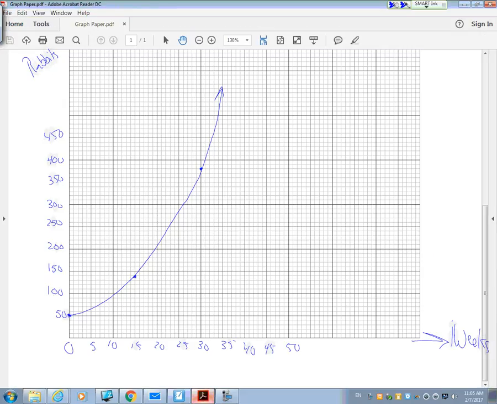The next question asks, how long would it take to reach 500? So we need to extrapolate a little bit. I need to go beyond the range of my graph. So 500 is up here. I go across, I go down, and I can say it's going to take me approximately 34 weeks.